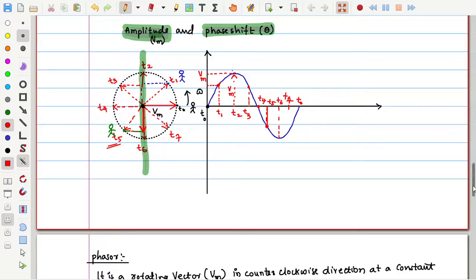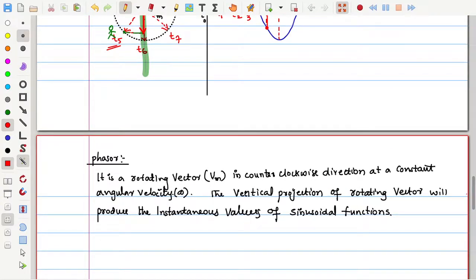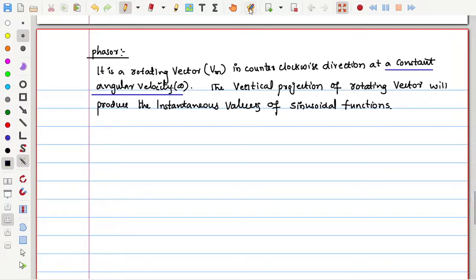In which, try to observe, one of the things is constant. What is that? The angular velocity. Because it is constant, it doesn't matter which domain we are choosing, whether with only magnitude and phase, or magnitude, phase and angular velocity. Even if we neglect the angular velocity in our representation, there is not much effect on the characteristics of the sinusoidal. That is how the phasor representation comes about.